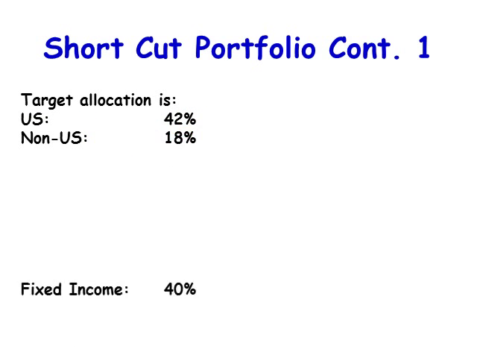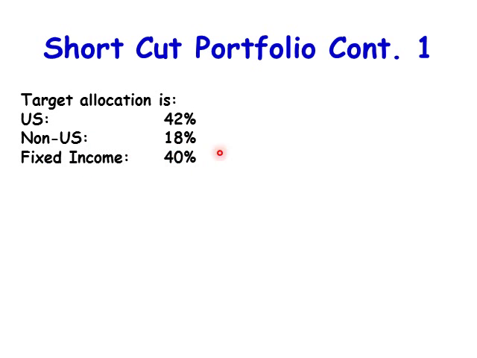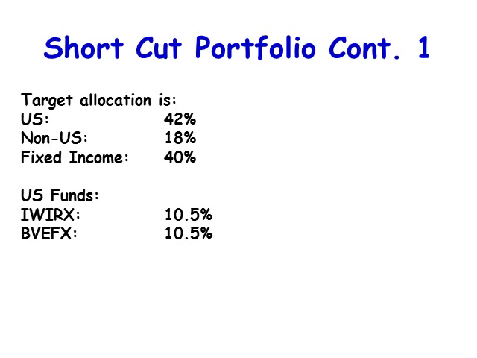Target allocation is US 42%. That's what we are trying to achieve. Non-US is 18%, and fixed income is 40%. The US funds are these 4 funds we have. So we need 42%, and I gave 10.5% to each of the 4 funds.